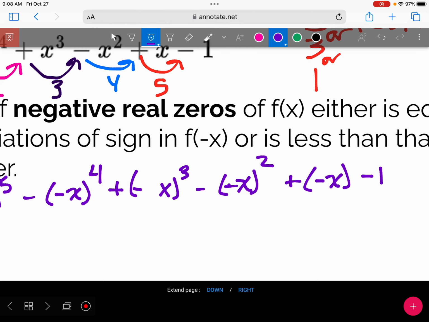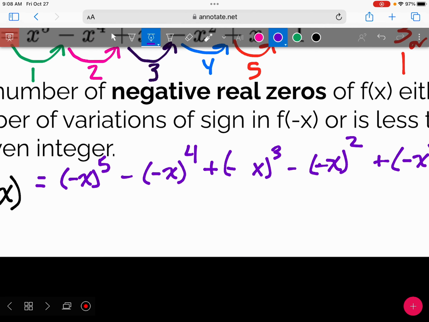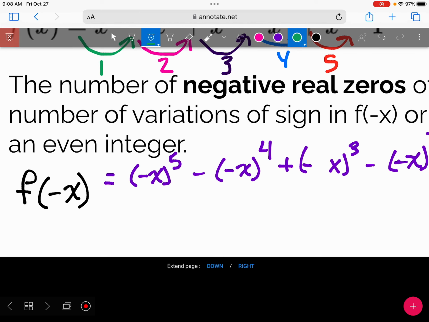Whew, lots of stuff. We're going to see which ones of these we can simplify. The opposite of x to the 5th is this. What can we simplify this down to? Negative x to the 5th, or the opposite of x to the 5th.